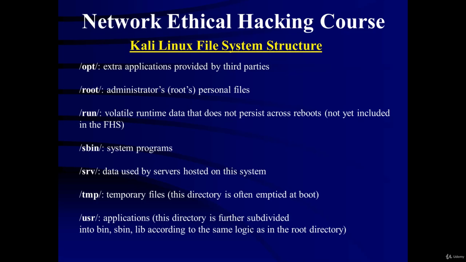Sbin: the normal users will use the commands or system programs which are in the binary folder, bin. Sbin will be used by the root administrator user. Srv is the data used by servers hosted in the system. Tmp, from the name, is temporary files. Normally the temporary files are created while running any application, and most of the time once we close the application, the temporary folder will be emptied.